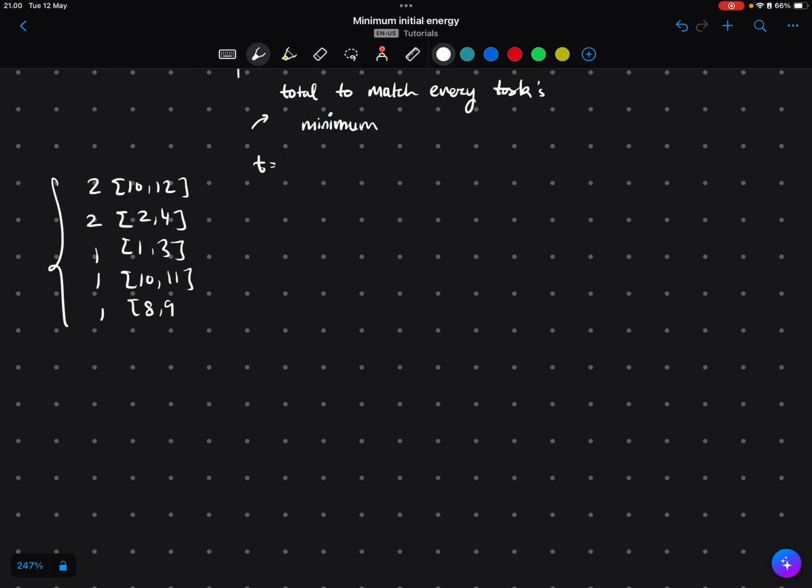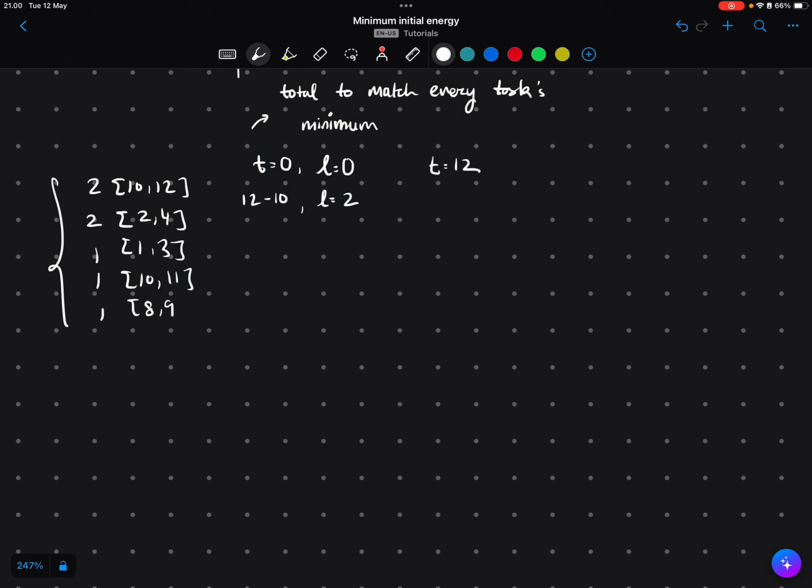So we started with the same exact thing that I did before. T equals 0, right? Leftover starts with 0 as well. We will take this task immediately. So we will do t equals 12 because we need to hit this minimum. And we will see that we will be left with 2. 12 minus 10, 2, right?